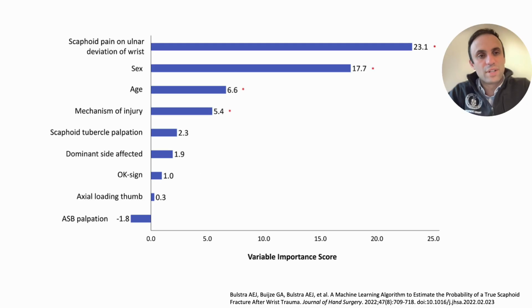The risk factors for having a scaphoid fracture are having scaphoid pain over the anatomical snuff box with the wrist in ulnar deviation, being male, being young, having a high energy of injury or with the wrist hyperextended. Pain of the scaphoid tubercle is important, and also it is more likely if it is their dominant side. Axial loading of the thumb or telescoping, and also just pain over the anatomical snuff box without ulnar deviation are not helpful discriminators.